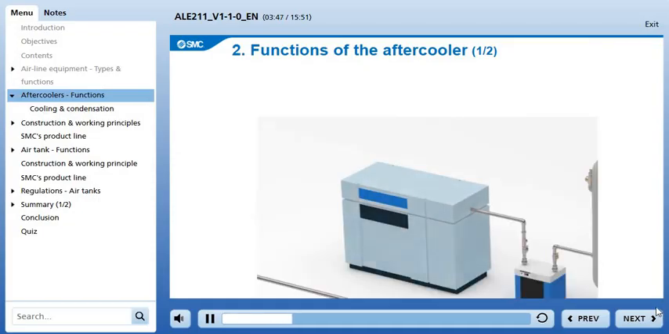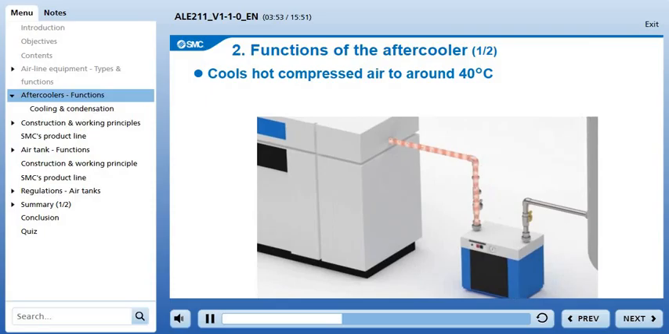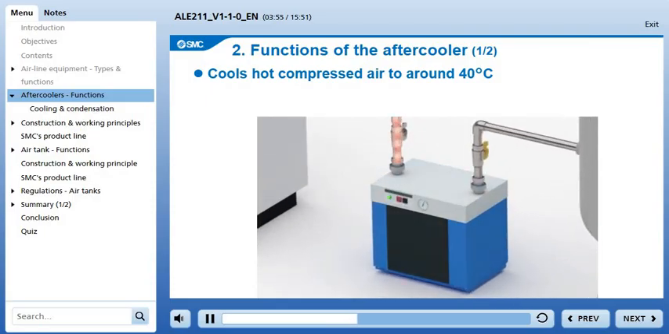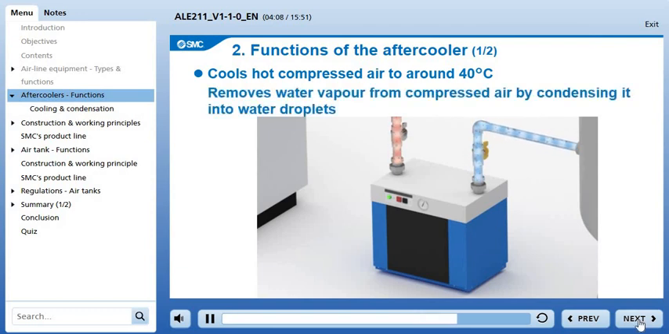The compressed air discharged from the compressor is extremely hot due to the heat of compression. This is why an aftercooler is installed on the secondary side of the compressor. Using the aftercooler, compressed air is cooled to around 40 degrees Celsius to protect secondary side equipment and workers. At the same time, this temperature change removes water vapor from the compressed air by condensing it into water droplets. These are the functions of the aftercooler.